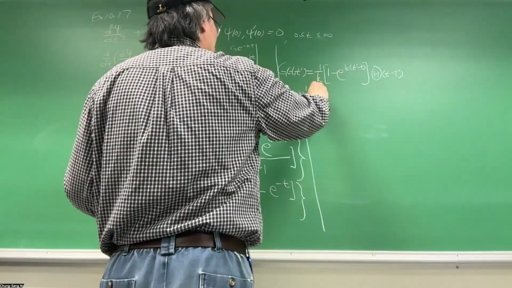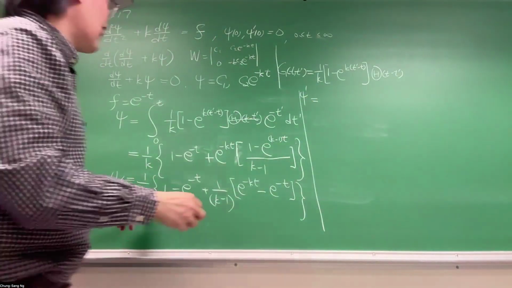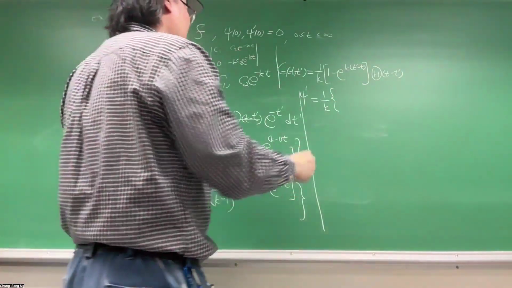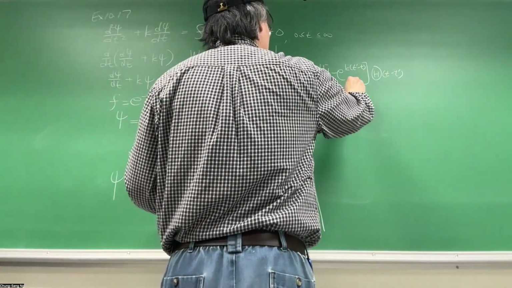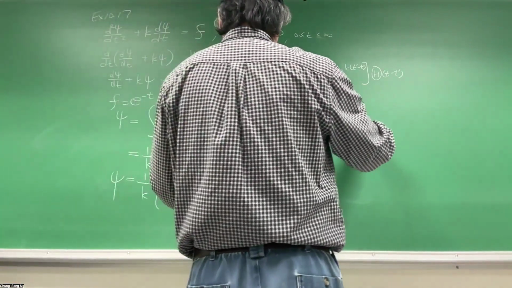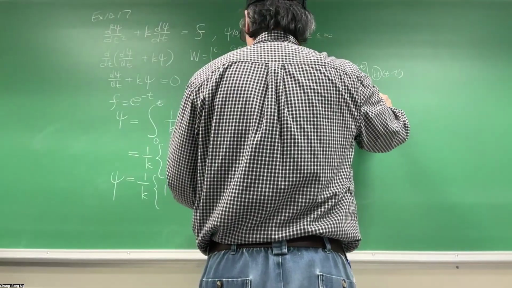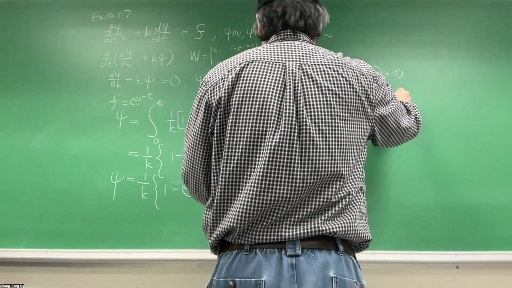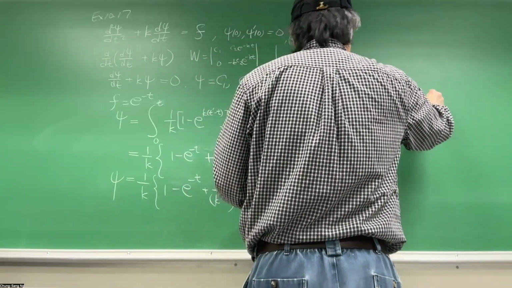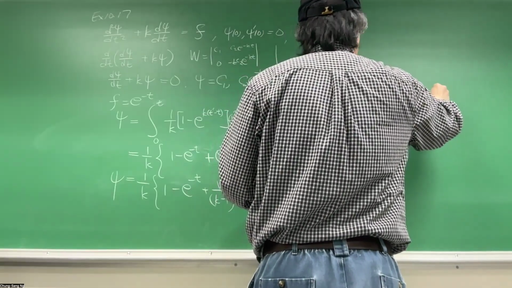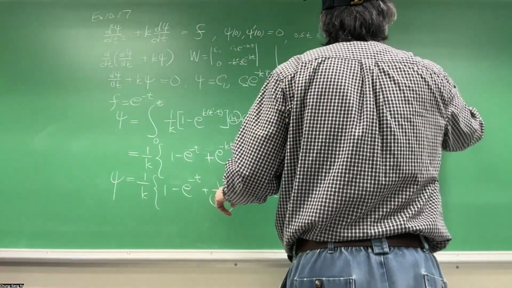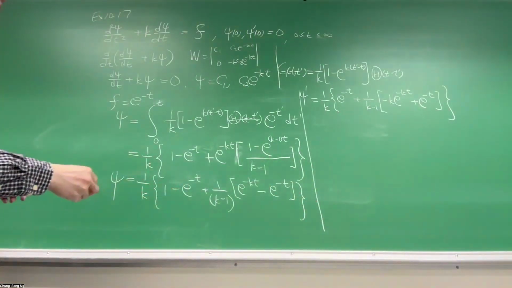Hopefully that will check out. Psi prime will be, you have 1 over k first, and then this one will be minus sign, so e to the minus, minus 1 minus k e to the minus kt plus e to the minus t. This one and that one actually you can combine, but anyway, just keep it like that.